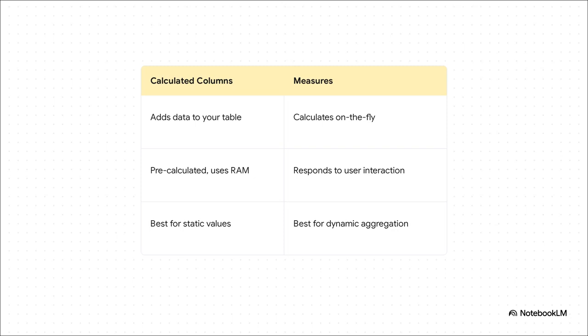Should I make a calculated column or a measure? Here's the difference. A calculated column is static. It physically adds a new column to your table. A measure, on the other hand, is dynamic. It calculates on the fly based on what the user is clicking on. For truly interactive reports, measures are where the real power is.